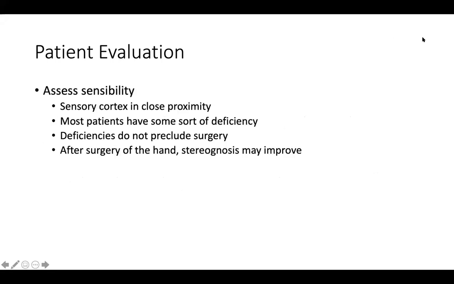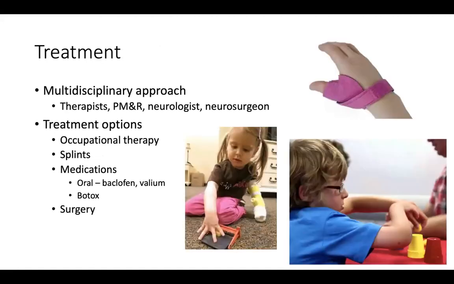And then you also want to look at their sensibility. Often these patients have some sort of sensory deficiency, but these deficiencies don't necessarily preclude them from having surgery. It's just important to factor into their evaluation. And one study actually did show that after surgery of the hand, some patients had improvement in their stereognosis. So they may actually get some improved sensibility after having surgery on the motor system.